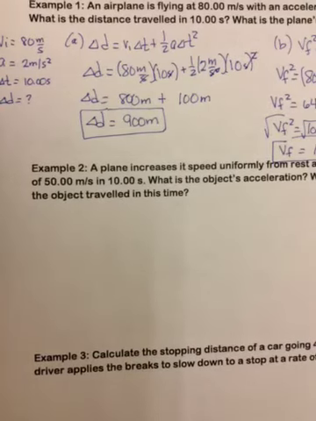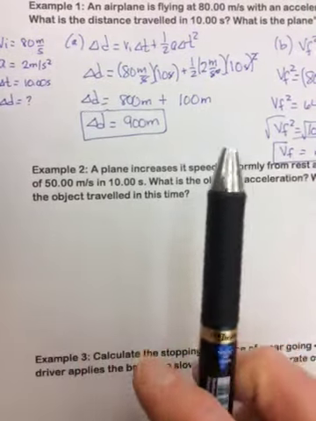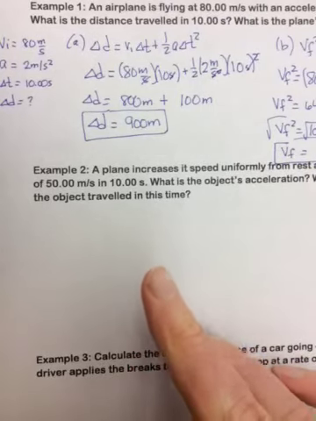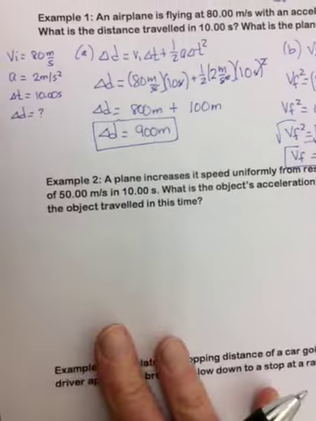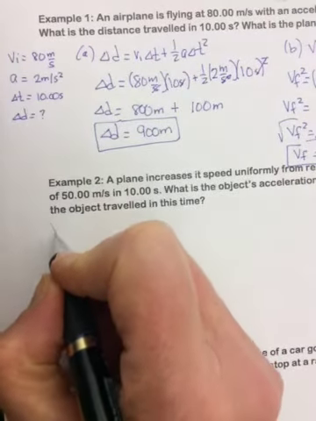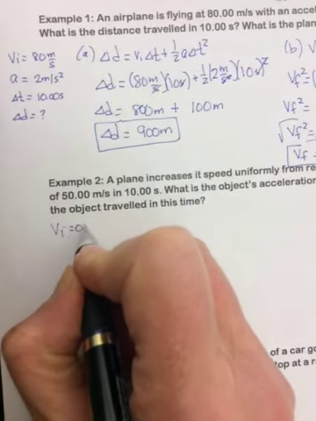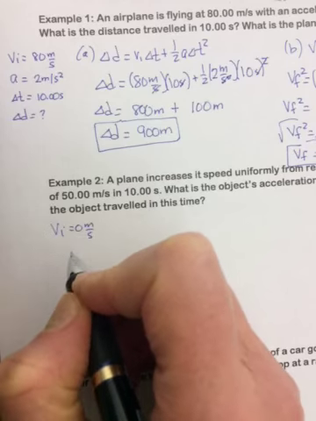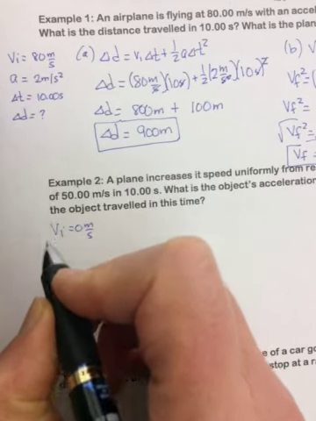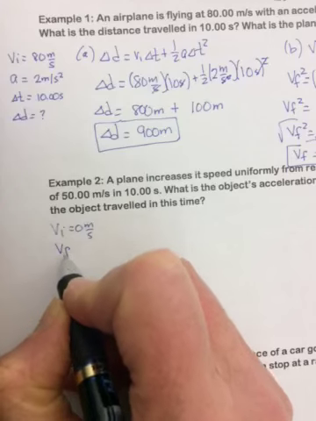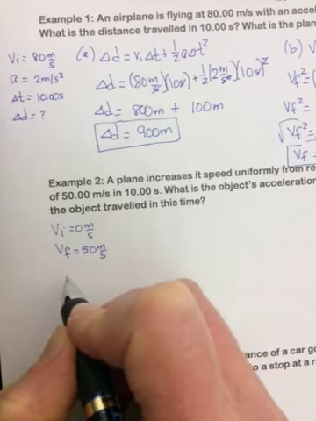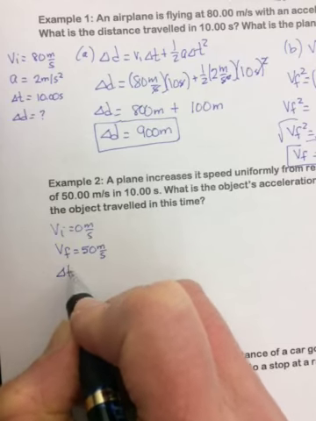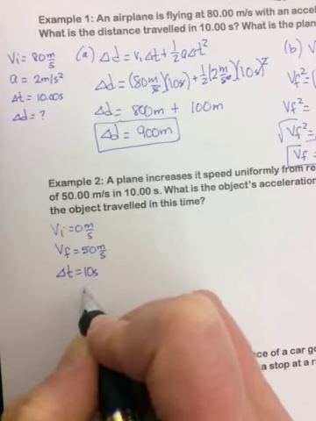Okay, let's take a look at example 2 from our sheet from class the last day I saw you. It says a plane increases its speed uniformly from rest. So that means VI is 0. Uniformly from rest and reaches a speed of 50 meters per second. So VF is 50 meters per second in 10 seconds. So delta T is 10 seconds.